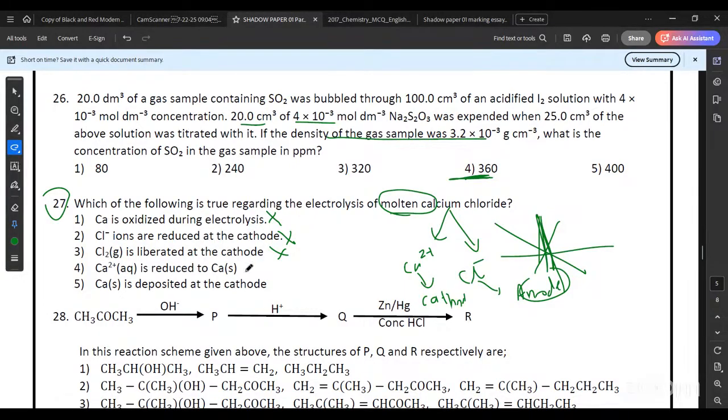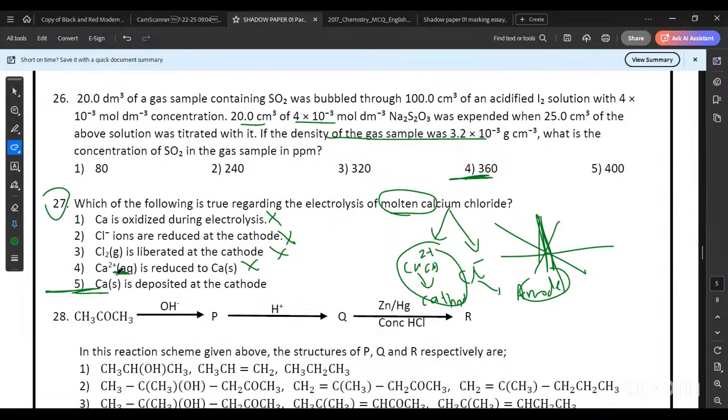Many people have gone for this answer, the fourth one. It is not aqueous, people. It is Ca2+ liquid, because it's a molten solution. Calcium is deposited at the cathode. That is correct. This calcium is deposited at the cathode. Then the answer is answer number 5.